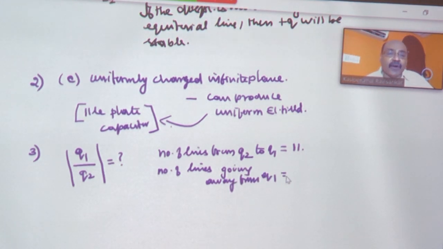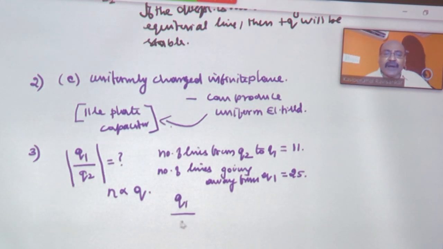How many numbers? You count, you can get 25 lines. So you just count the number of lines going out of Q2. Now we have already studied that the number of lines N is directly proportional to the charge. Therefore, Q1 divided by Q2 is equal to N1 divided by N2, which is equal to 11 divided by 25.